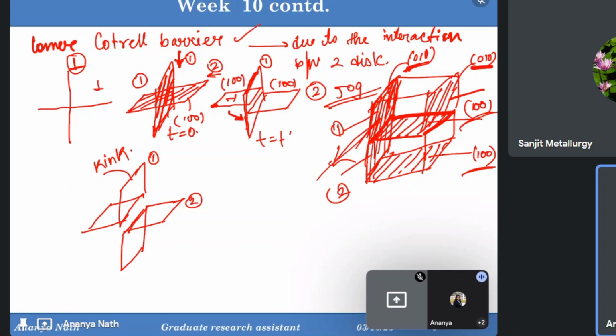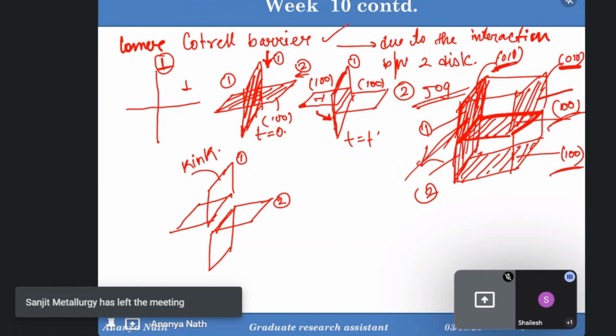So now, is it fine for you? Ma'am, in a kink they are in the same plane, but in a jog also it is like two separate planes and it is making a step. Yes, in a kink they are in the same plane. And in a kink it's like we have two faces and both faces are different, one is on the left and another one is on the right.